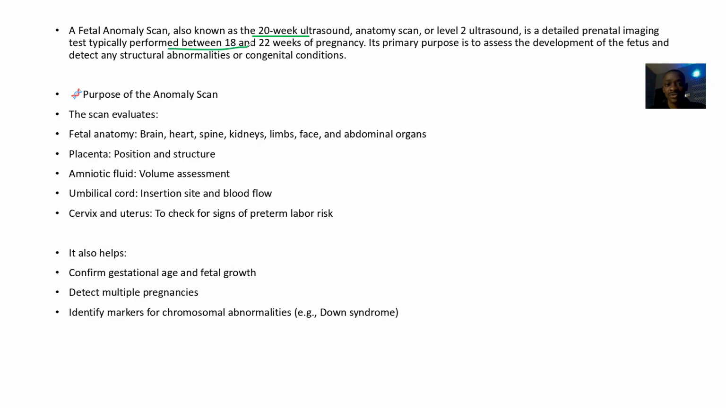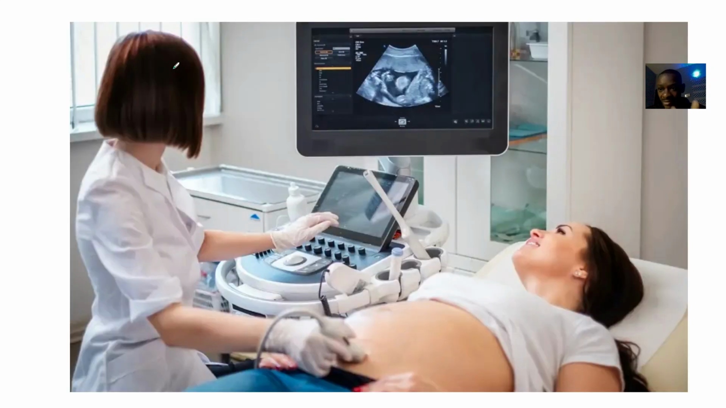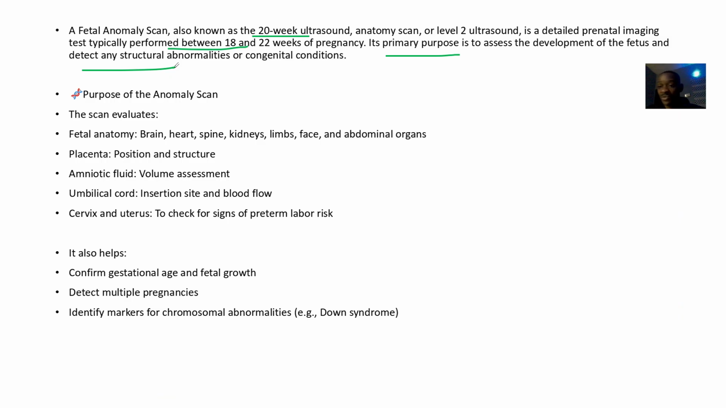It's typically done when the woman has reached 18 to 22 weeks of pregnancy. Its primary purpose is to assess the development of the fetus and detect if the baby has any structural abnormality, or if the baby will be born with any disease condition from the stomach. Some babies are born paralyzed. Some babies are born and there's an issue, the head is looking one kind. So you want to pick up all of this in this scan even before you give birth to the baby.